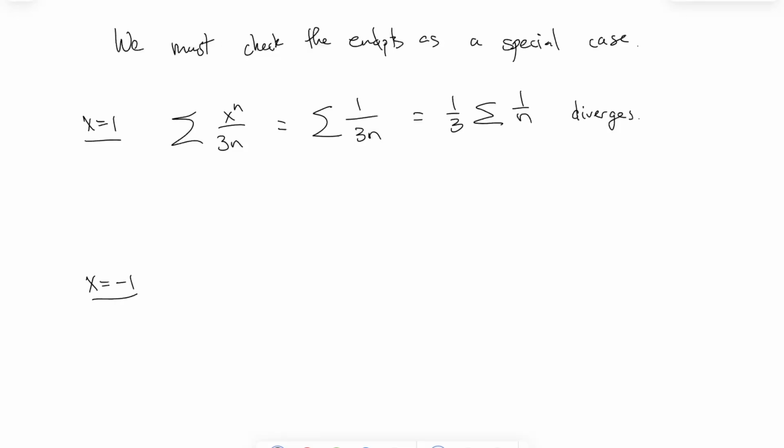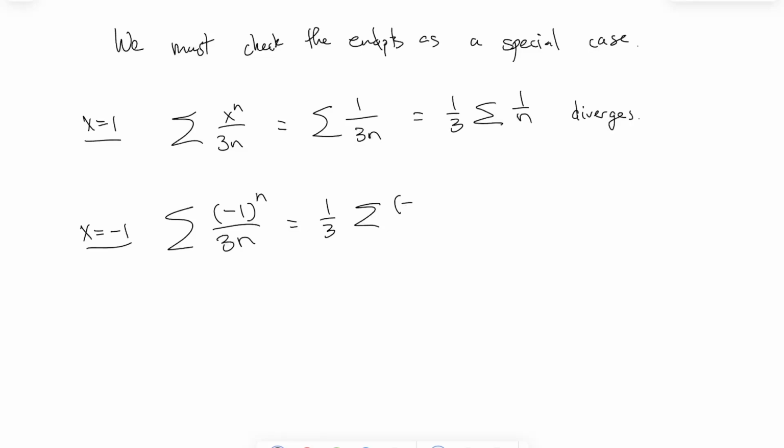All right, and what about x equal minus 1? For this, again, I'm going to plug the value in. This will say minus 1 to the n over 3n. Again, if I pull the 3 out as a 1/3, this is now minus 1 to the n over n. And that one, anybody recognize that? Does this diverge or converge?